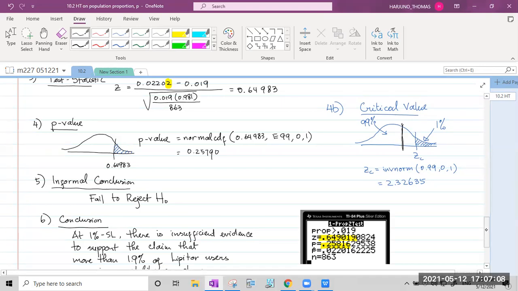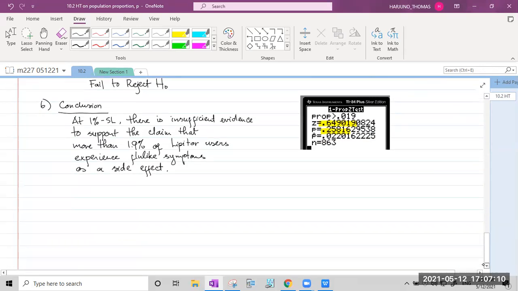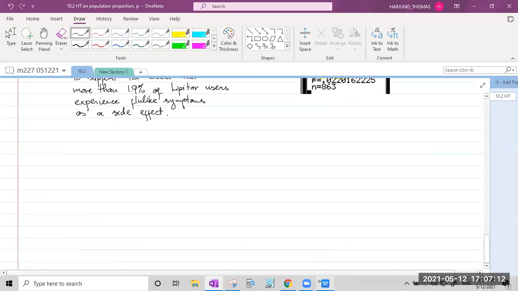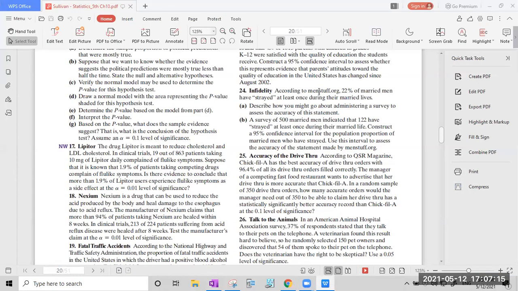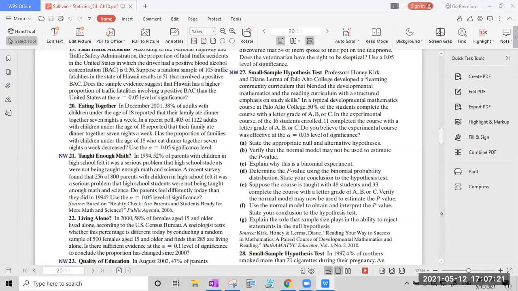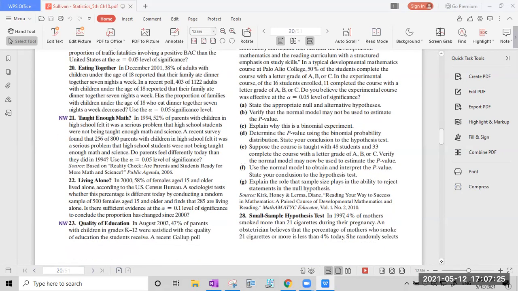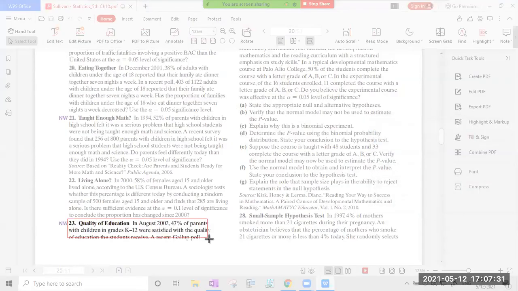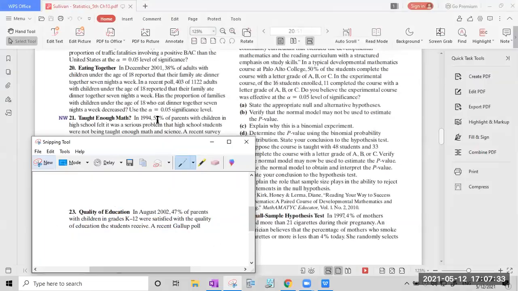Now let's do one more problem from this section. I hope they are good enough. Let me do number 23 in our textbook, quality of education.